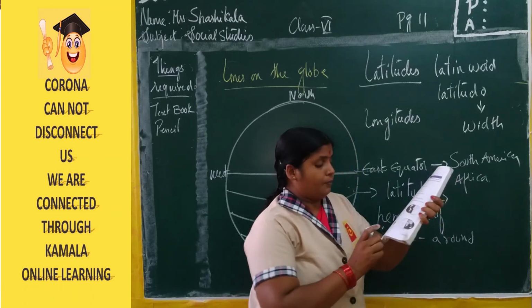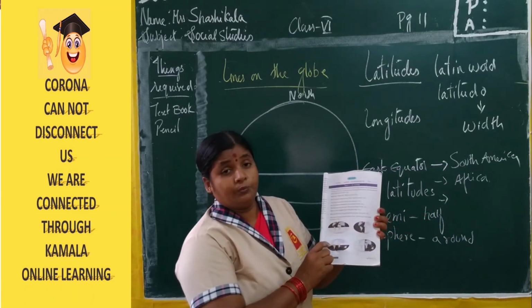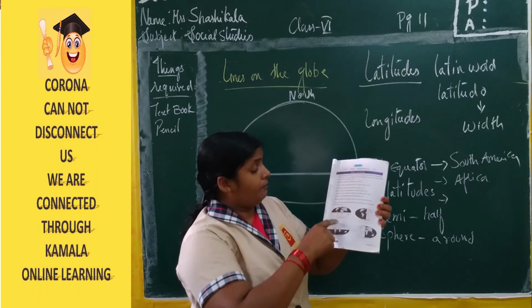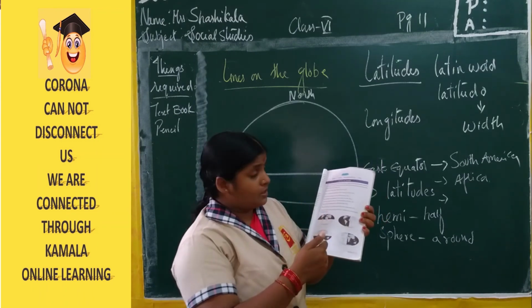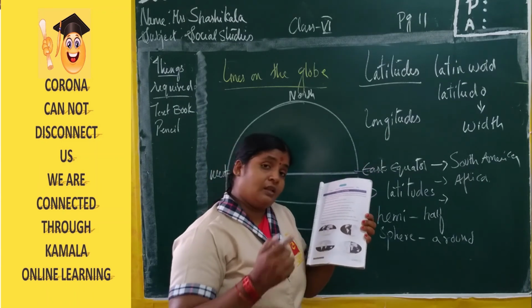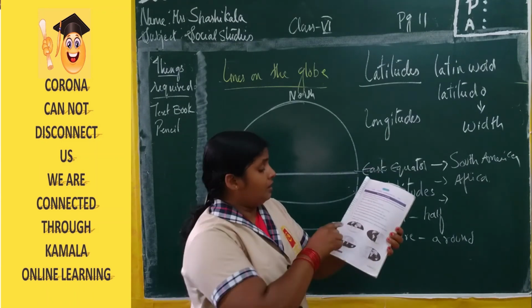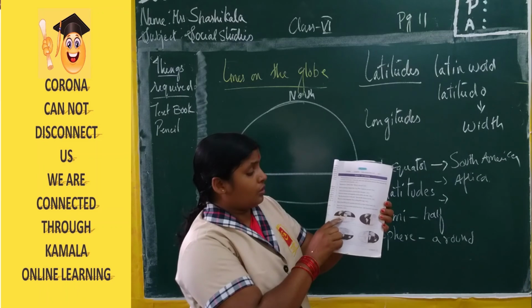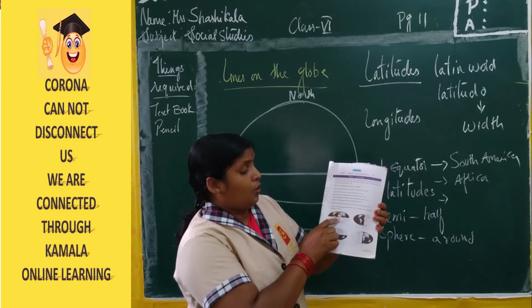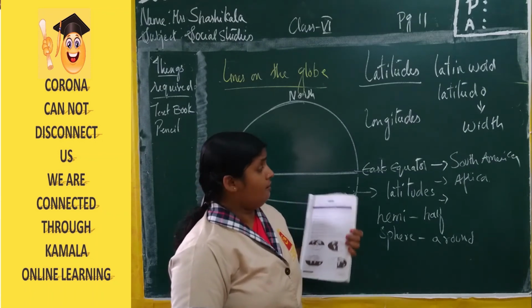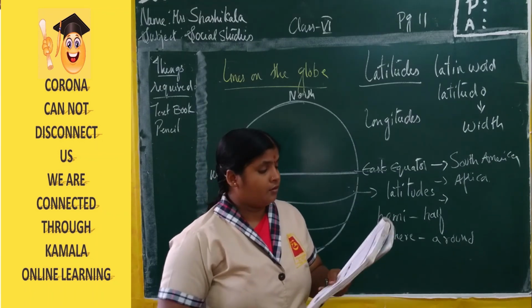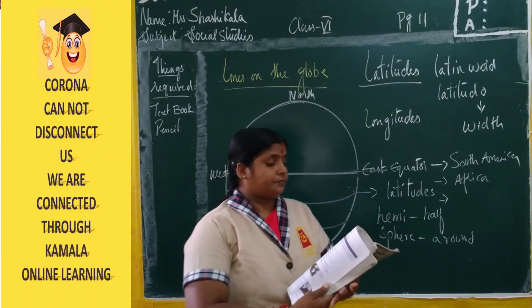Now here, with the help of page number 13, you have the globe, the picture of the world map. The middle line, the orange color line, is dividing the globe into the two equal hemispheres. Here the red line is going across South America and Africa. Only these two continents are going across the equator. Now next.